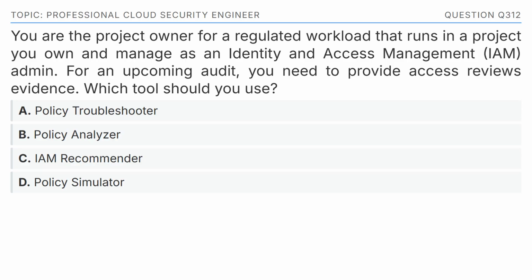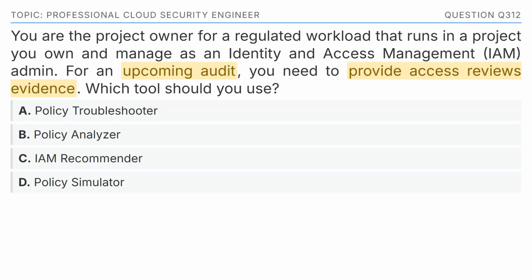The options are Option A, Policy Troubleshooter. Option B, Policy Analyzer. Option C, IAM Recommender. Option D, Policy Simulator. To arrive at the correct answer, we focus on the keywords: upcoming audit, provide access reviews evidence. The correct answer is Option B, Policy Analyzer.